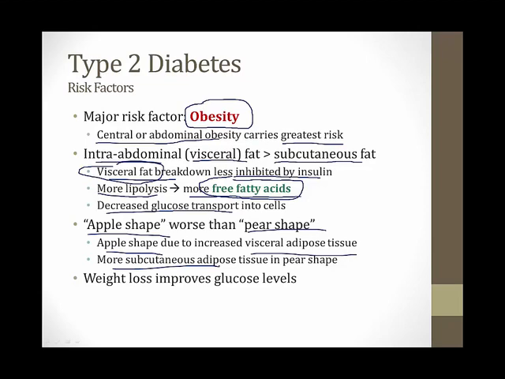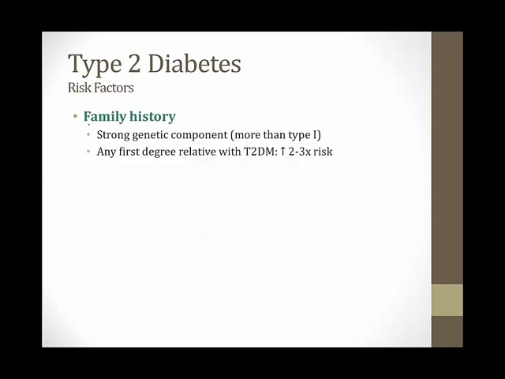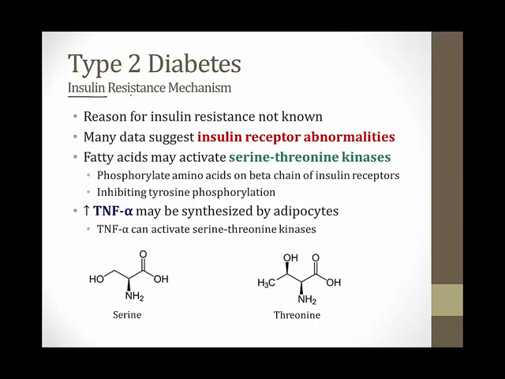And an important point to remember about all the items on this slide is that weight loss improves glucose levels, and that's one of the ways to treat diabetes is to encourage the patient to lose weight. Family history is also very important in terms of risk of type 2 diabetes. There is a strong genetic component, stronger than in type 1 diabetes. A patient who has any first-degree relative with type 2 diabetes mellitus has a 2 to 3 times increased risk of developing the condition. The precise mechanism for insulin resistance in type 2 diabetes is not known.